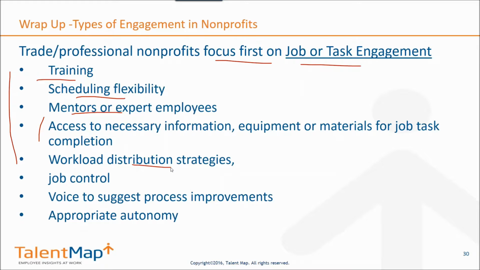Work distribution, how work is distributed within the organization, can affect job and task engagement very much. Job control, the level of job control over what you can and can't do. A voice to suggest process improvements, giving employees the opportunity to provide changes to the way the job or task is done, and the appropriate level of autonomy depending on the role and the position.